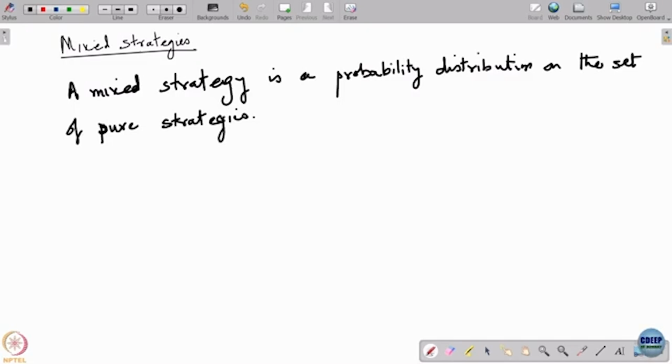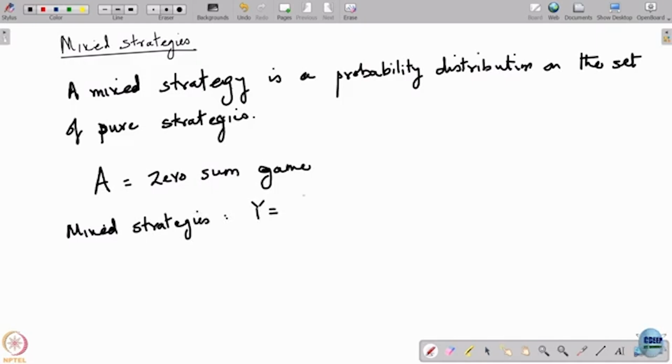Now, we were talking in the context of a zero-sum game. If you recall, we had a zero-sum game A. For the row player, the mixed strategies were the set capital Y, which comprises all vectors y in R^m, that is, column vectors of length m, such that every component is greater than or equal to 0, and if you sum over all the components, you get 1.